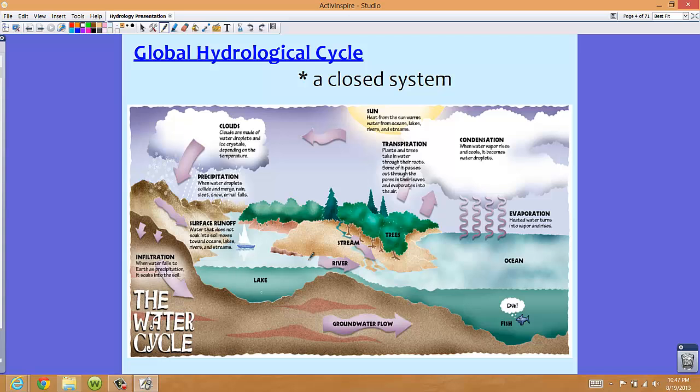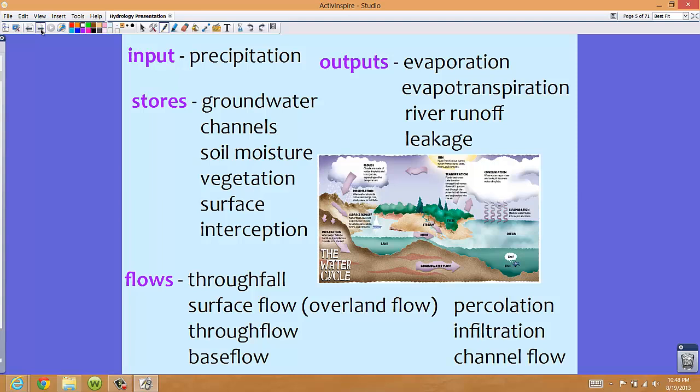Then we have the rivers and the surface waters. Streams, lakes, your oceans. We also see groundwater flow. So this is the water that's flowing underneath the ground. And then once again, we have evaporation turning into these clouds. We have this condensation. And then we have the transpiration, again, coming from the trees and the plant life. So the global hydrological cycle is a closed system. It does not allow any sort of energy to enter it, does not let any energy leave it.